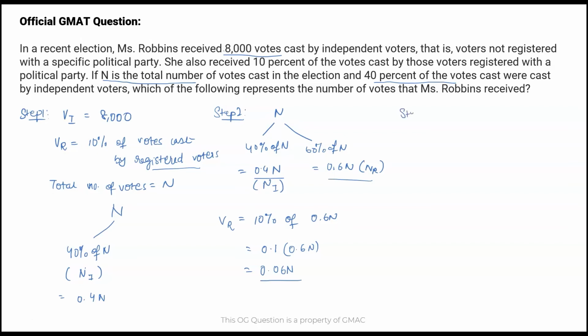Now step 3 is the calculation. If Miss Robbins received V number of votes, that should be equal to the sum of votes cast by independent voters and votes cast by registered voters. Now it is given that the number of votes cast by independent voters is 8,000. And we have derived that the number of votes cast by registered voters is 0.06 n. So the number of votes that Miss Robbins received is 8,000 plus 0.06 n. Hence the correct answer is option E.